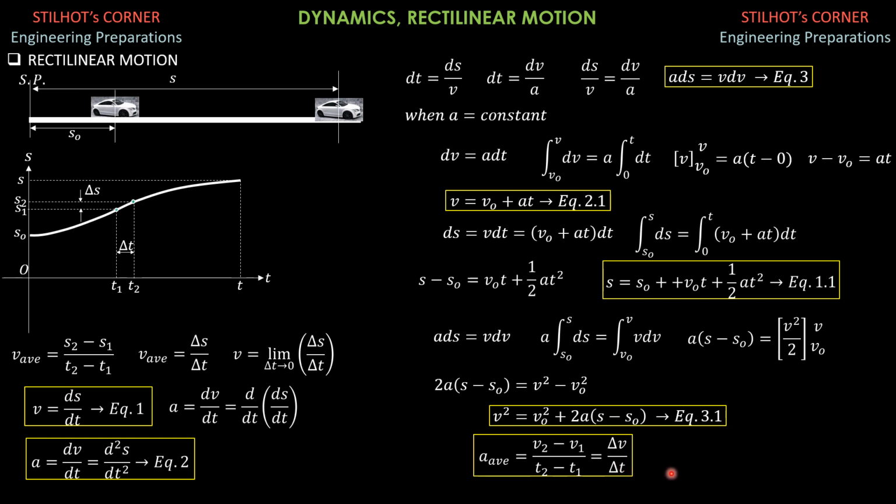Then the average speed is a scalar quantity. It is equal to the actual distance traveled, which is always positive because that's distance, divided by change in time, which is t₂ minus t₁. So average speed, S sub average, equals actual distance traveled divided by t₂ minus t₁.